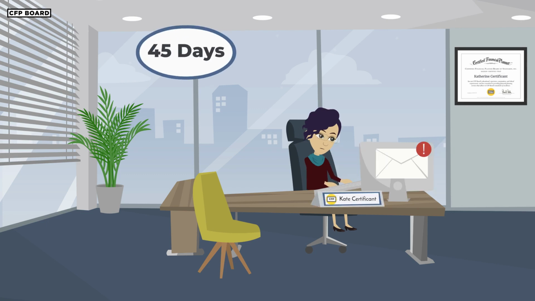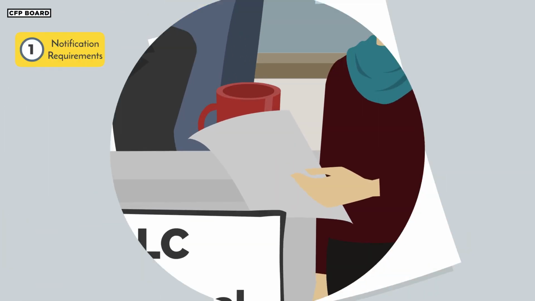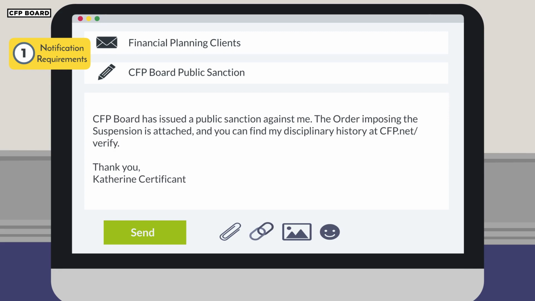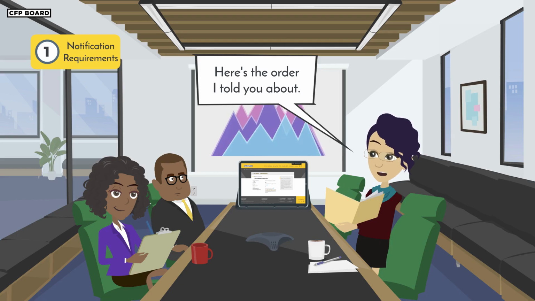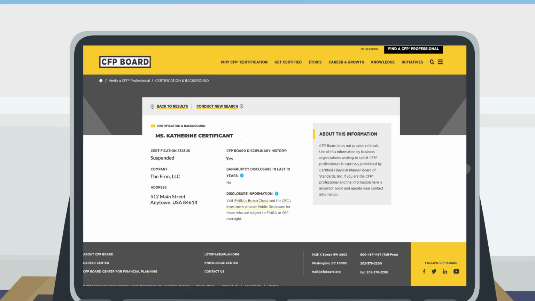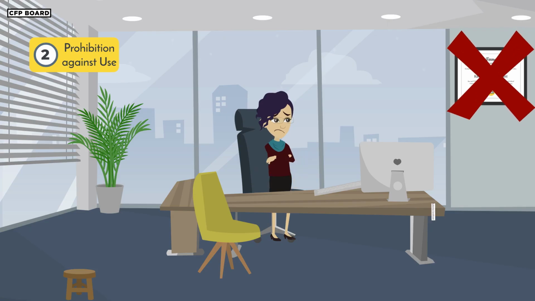First, within 45 days of the order, you must provide written evidence that you have notified your firm of the public sanction in writing, notified your financial planning clients of the public sanction in writing, advised all of your other clients of the public sanction, and directed them to your disciplinary history on CFP Board's website.